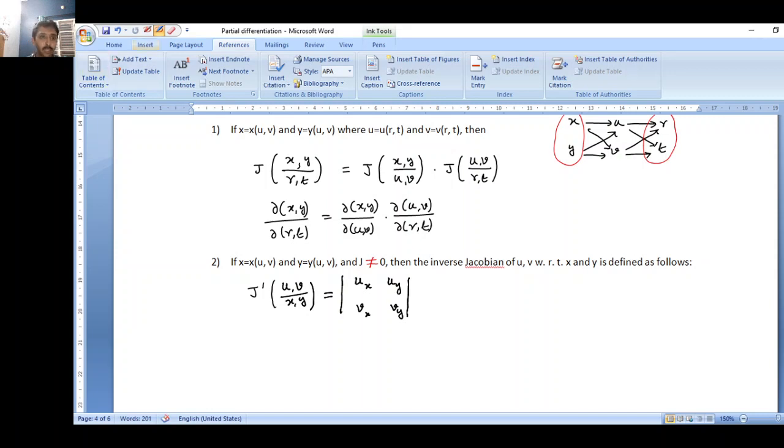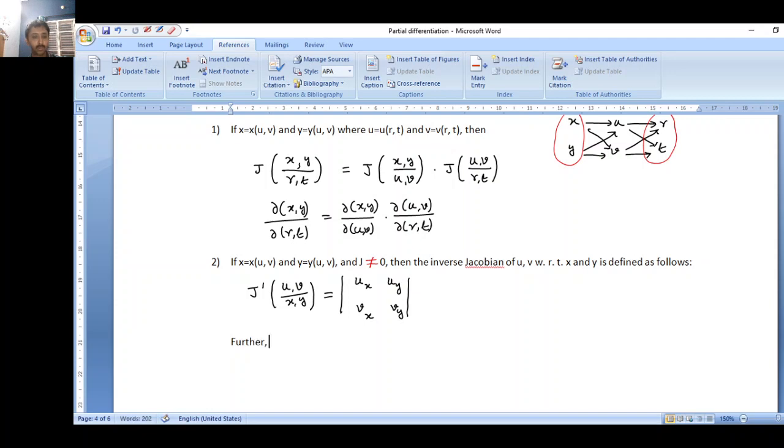Okay, now this will exist only when the value of the original Jacobian, which is J, is not equal to 0. Okay, so if that does not become equal to 0, then we can define something called the inverse Jacobian of u and v with respect to x and y, and it is given by this expression. Okay, and very importantly, this is something we'll have to know.